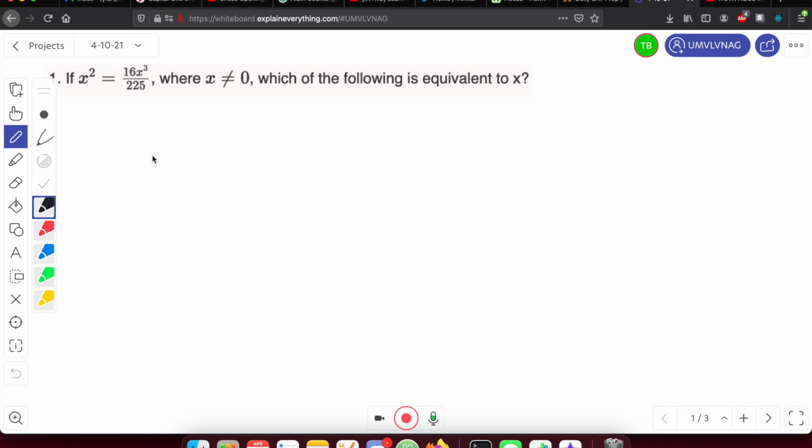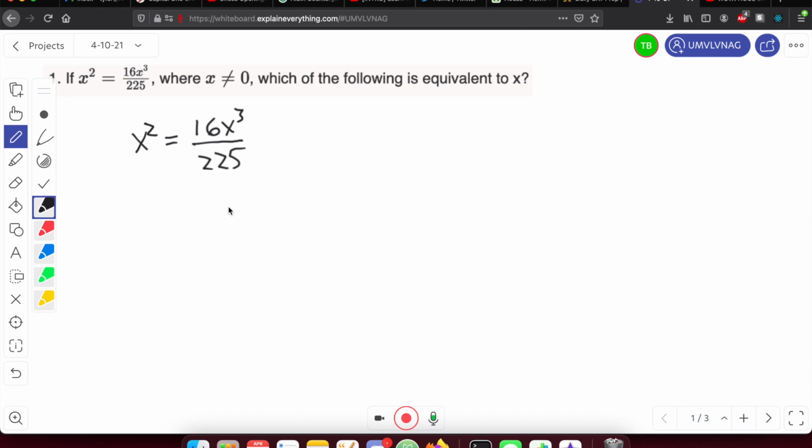Question 1. If x squared equals 16x cubed divided by 225, where x does not equal 0, which of the following is equivalent to x? So for this one, we're going to start by rewriting the equation. X squared equals 16x cubed divided by 225. And we're going to solve for x.